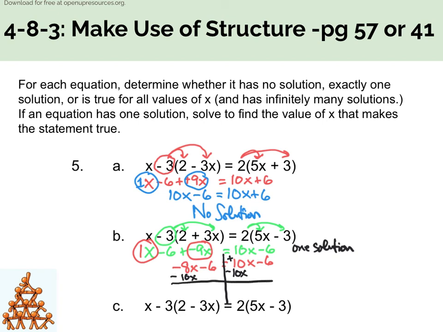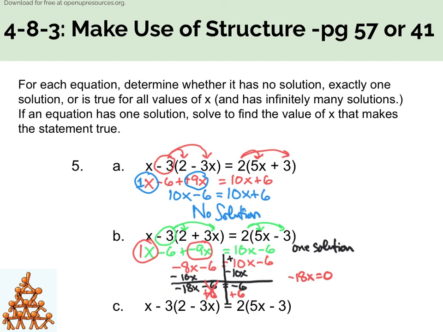Negative 8 minus 10, so both negatives, combine them together. We have negative 18x minus 6 equals negative 6. Negative 6 on the left-hand side wants to be with a friend on the right-hand side. We're going to add 6 to both sides. We still have negative 18x. Positive and negative 6's go away. Negative 6 plus 6, well, that's 0.